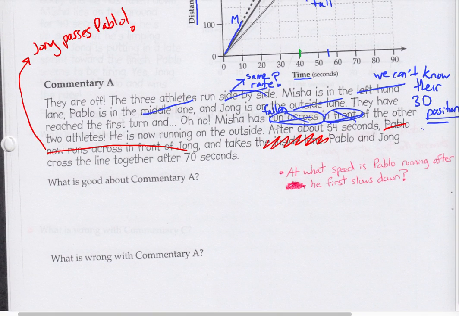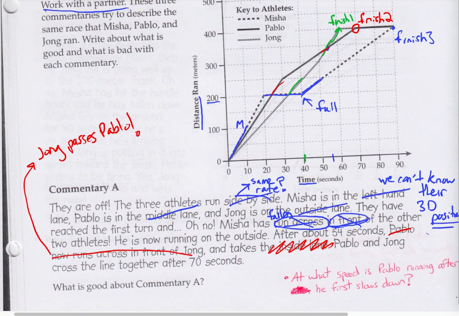Before we do that, I wanted to do one more thing. It says calculate another speed. At what speed is Pablo running after he first slows down? So Pablo, which color were we doing Pablo in? That was the solid line, so that's red. After he first slows down, so he was going pretty steeply. Let me erase all of this and just get it all out of the way.